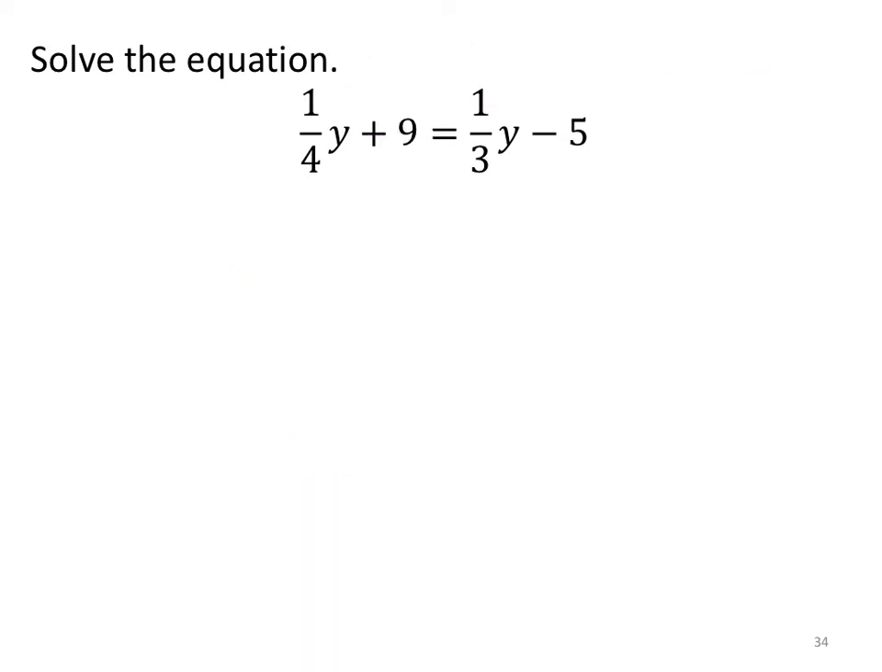So the second method for solving problems with fractions is where we look at the denominators of all the terms.